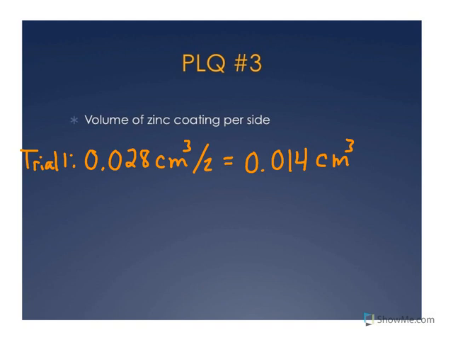Post-lab question number 3 has you find the volume of zinc coating per side. Since the coating was present on both sides of the iron, you need to divide the volume you solved for in question number 2 by the number 2 to figure out the volume per side. So for my data, trial 1, I had a volume of 0.014 cubic centimeters per side.